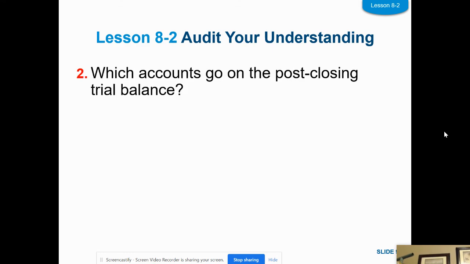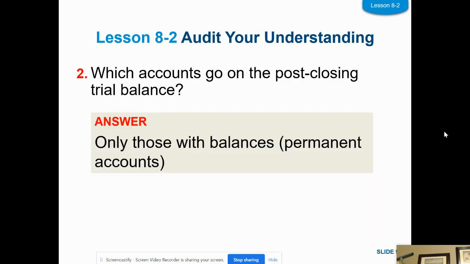Which accounts go on the post-closing trial balance? You should be very familiar with this because these are permanent accounts. All of our temporary accounts we closed out, and they've got those lines through the debit and credit balances. Only the permanent accounts move forward into the new period.